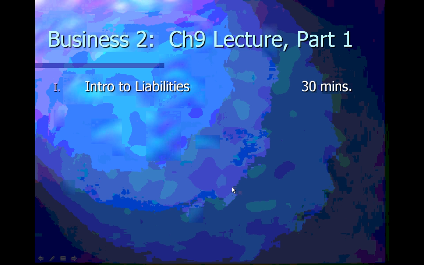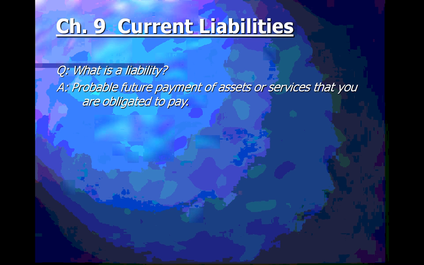Okay, students, when we look at Chapter 9 here, we're going to talk all about liabilities. We need to understand what liabilities are, first of all. Most people know it as something that you owe, and so clearly that is a working definition, but a formal definition would be probable future payment of assets or services that you're obligated to pay.